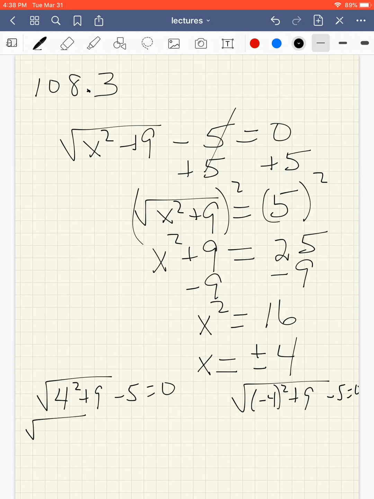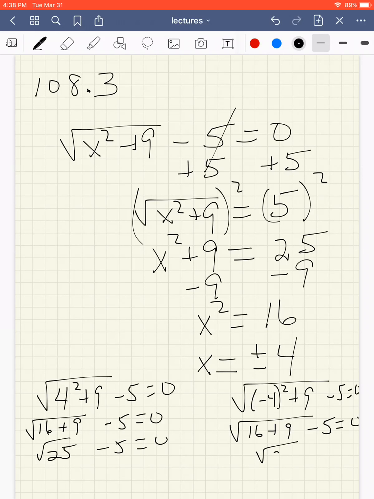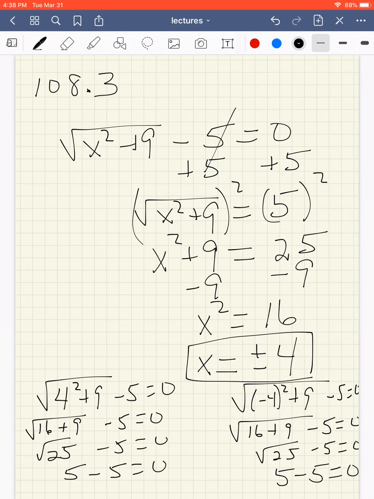Well, that's 16 plus 9. And this is also 16 plus 9. So that's the square root of 25. And over here, the same thing. So what's the square root of 25? 5. And 5 minus 5 equals 0. So guess what? They both work. There are two solutions to that one. That's okay. It's all right to get two solutions.